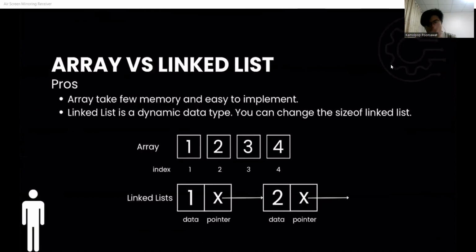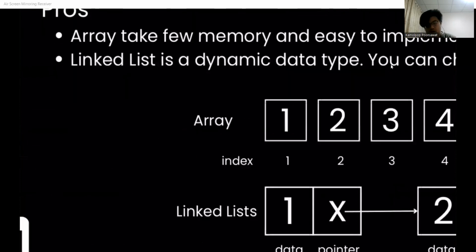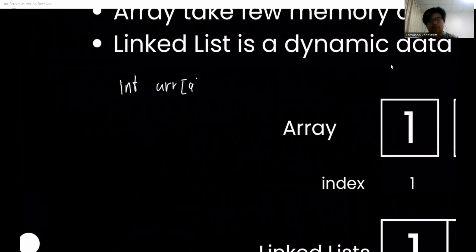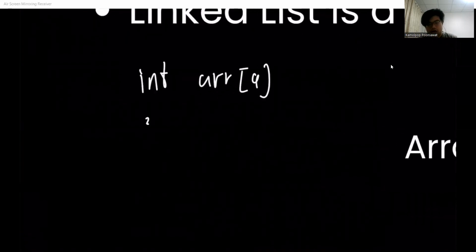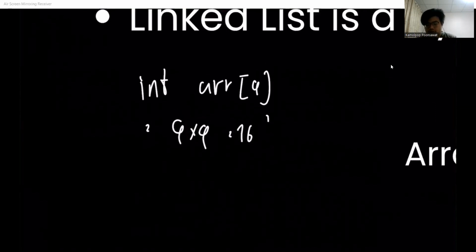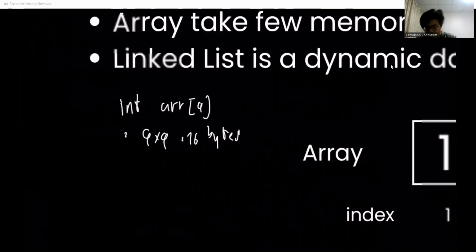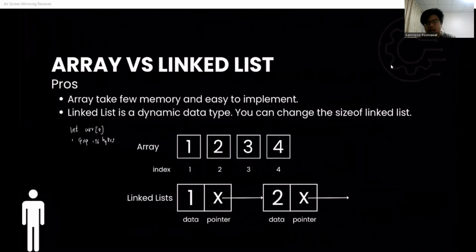Okay, the pros. Array takes little memory and is easy to implement. For example, if you want to implement an array of 4 integers like this, the memory it takes will be 4 times 4, where the first 4 is the number of elements and the other 4 is the size of an integer, which means it will take up to 16 bytes. And then the linked list is a dynamic data type. You can change the size. You can just add another node. You can delete it.